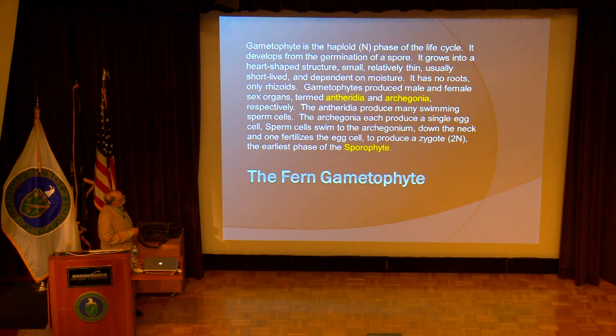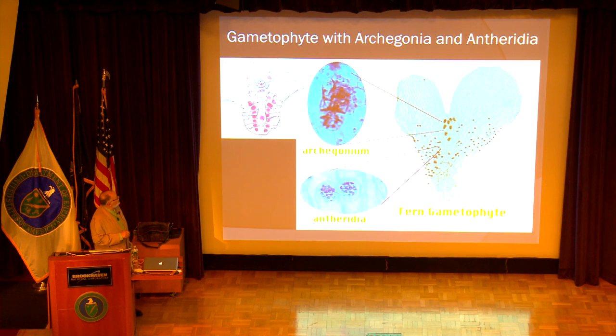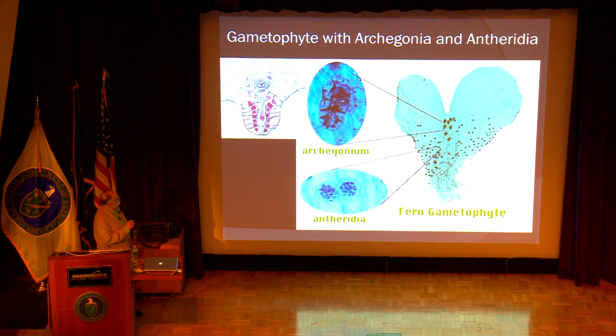Gametophyte has the haploid phase of the life cycle, develops from the germination of a spore, grows into a heart-shaped structure, small, relatively thin, usually short-lived, dependent on moisture, has no roots. We said that already. Male and female, just to go over what we saw. Okay? Very good. Here are some nice photographs from the web about the archegonium and the antheridium. Female reproductive organ producing an egg cell.